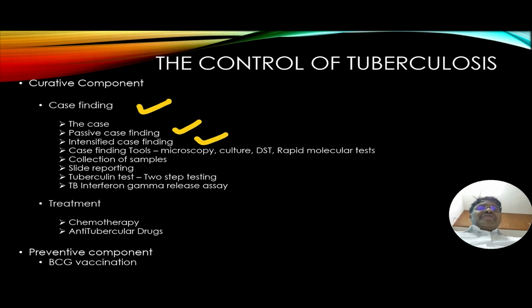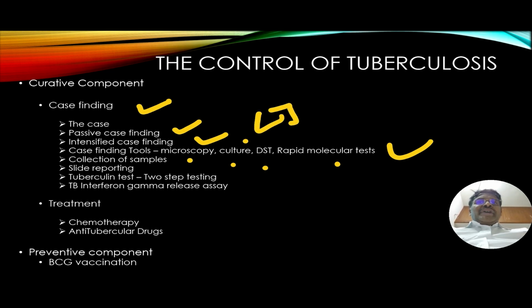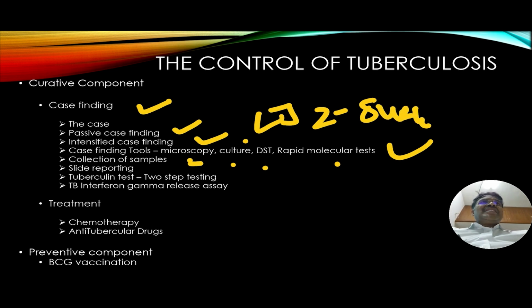Now, what are the case finding tools? We have microscopy, culture, drug sensitivity test, and rapid molecular test. Microscopy: Ziehl-Neelsen staining, fluorescence staining. Culture: Lowenstein-Jensen media, LJ media, BACTEC. These are all used in culture. But the problem with culture is it will take a long time for the result to come, 2 to 8 weeks. That is a problem. Fluorescence microscopy is easy to diagnose, but sensitivity is very low.